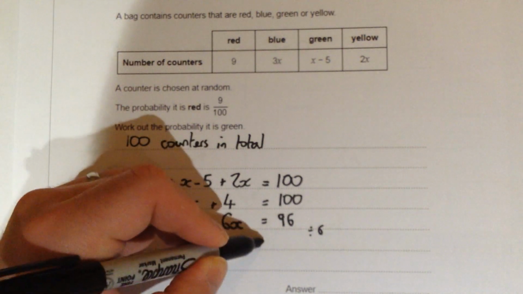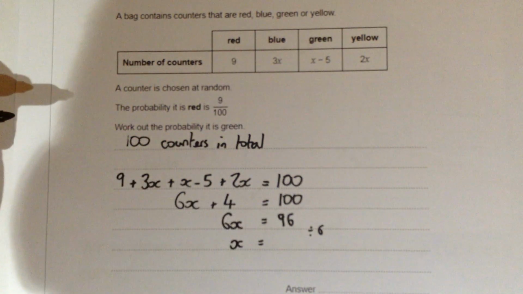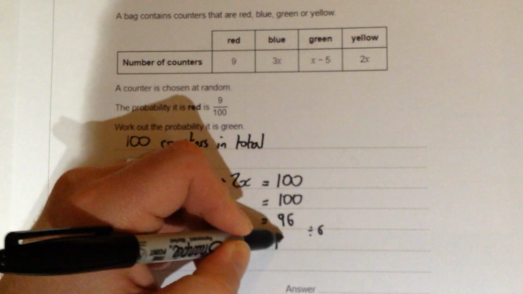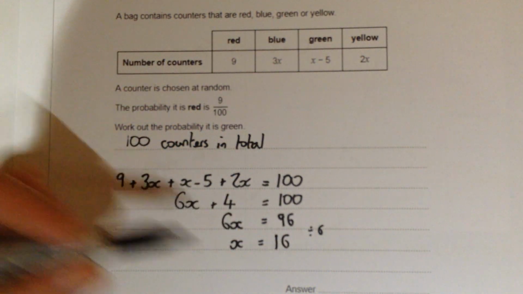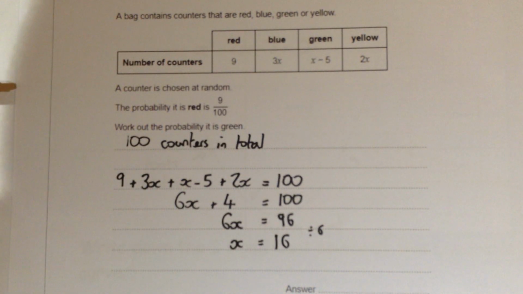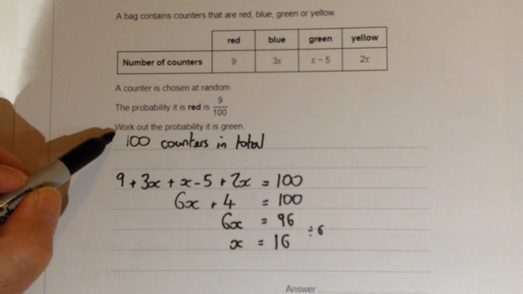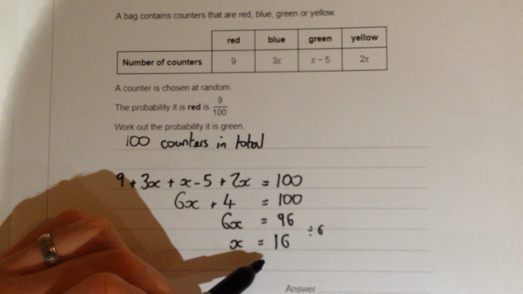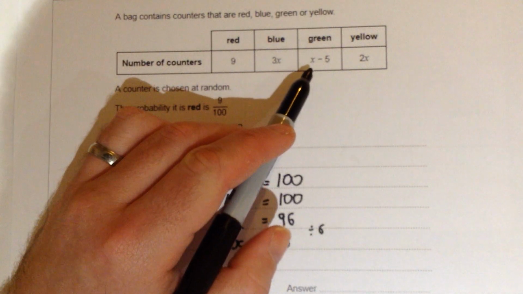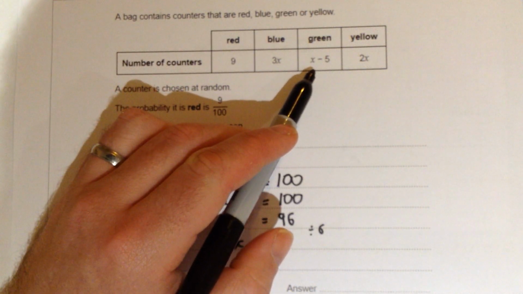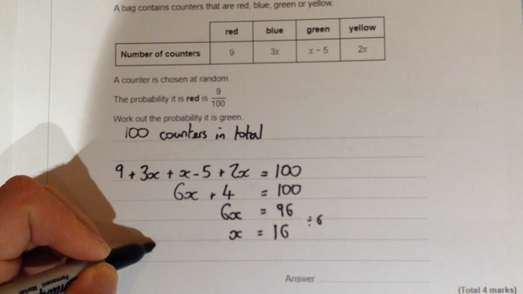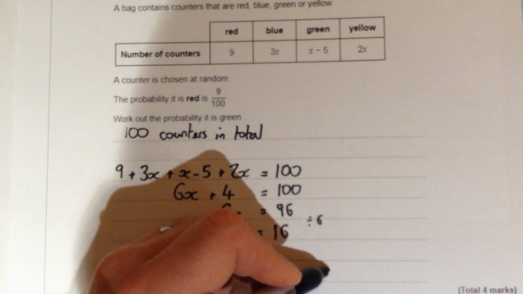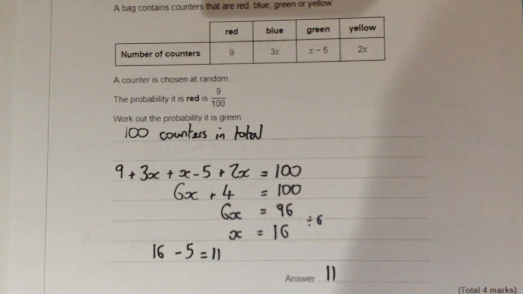So x is equal to 96 divided by 6. Don't forget you've got a calculator for this question if you need it. So that would give us 16. So x would be 16. The question does say that we want to work out the probability of green. So if x is 16 and green was x minus 5, for green we would have to do 16 take away 5, which is 11. So there are 11 counters altogether.